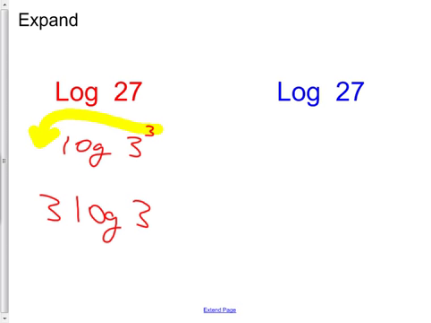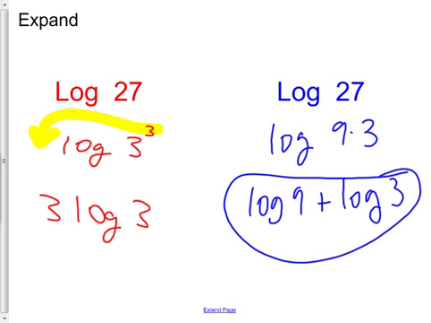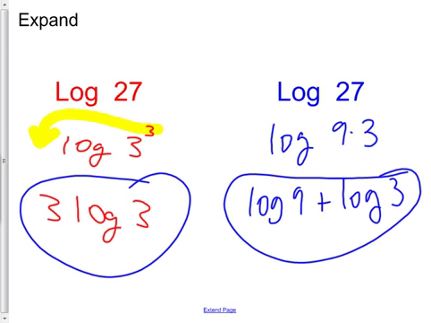And what about the kid who says, but I chose to expand it by taking my 27 and making it into a 9 times 3. And then I can split it up into log 9 plus log 3. Are they also right? Yes, they are. That's okay. There's nothing wrong with that. This is also expanded. They're both expanded. They're just expanded in different ways.